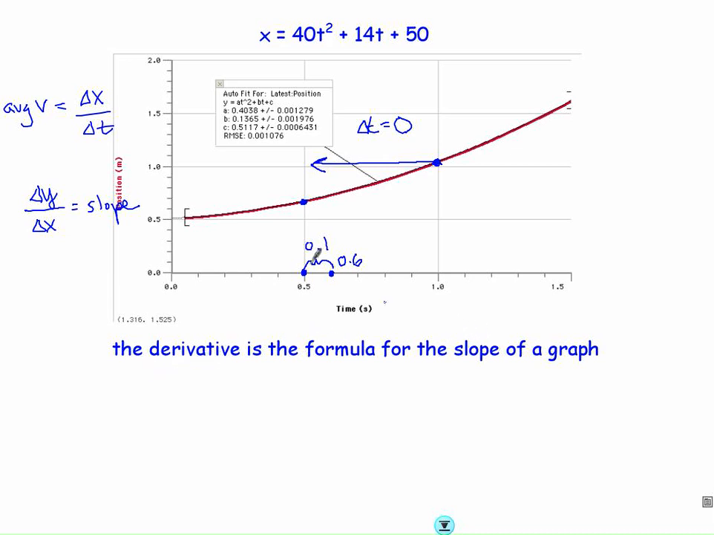Why do you need a formula for a slope? Because the slope isn't the same everywhere. The slope's a low number here. The slope's a higher number here. So you need a formula. So let's find this average velocity now between 0.5 and 0.6.